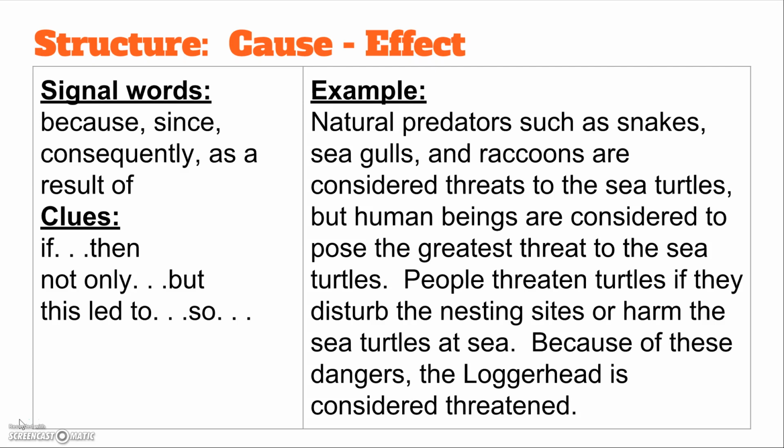For example, natural predators such as snakes, seagulls, and raccoons are considered threats to the sea turtles, but human beings are considered to pose the greatest threat to the sea turtles. People threaten turtles if they disturb the nesting sites or harm the sea turtles at sea. Because of these dangers, the loggerhead is considered threatened.